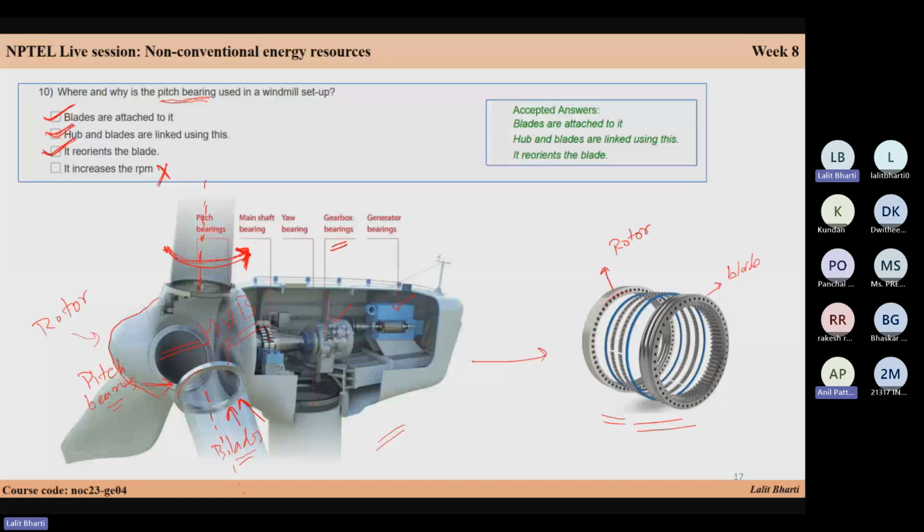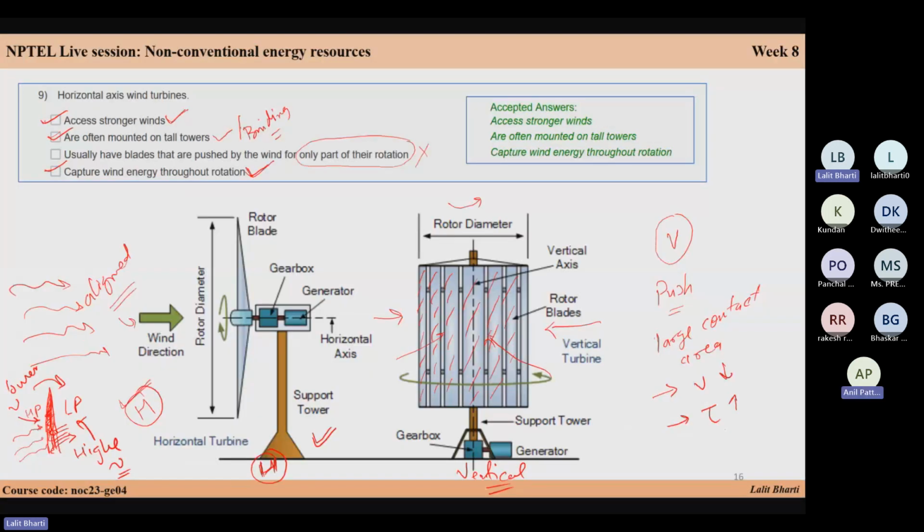Okay, question number 9. Horizontal axis. Here options 1, 2, and 4 are correct. Option 3 is not correct, because it says they usually have blades that are pushed by the wind, but in the horizontal case they are not pushed, they are rotated.